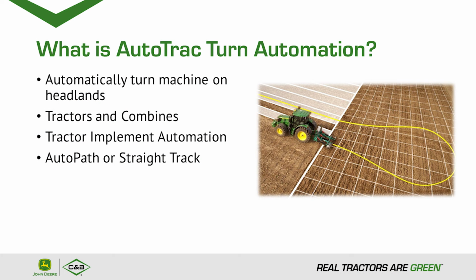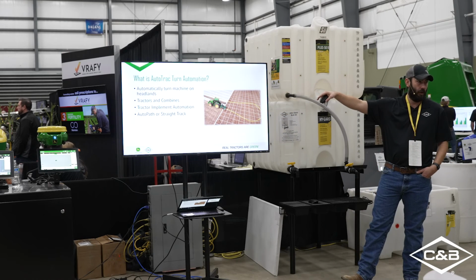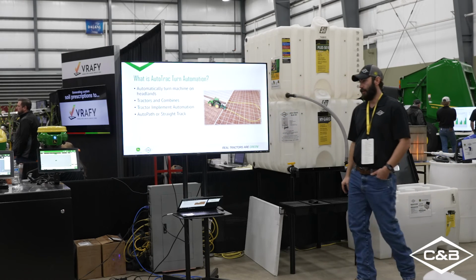Last one I wanted to touch on here quick is just AutoTrac turn automation. Basically with this, automatically turn the machine on the headlands. Today we're capable of doing it in tractors and combines. It's been around in tractors for a while. Combines, last fall it just came out, if anybody got a chance to try that. On the tractor side, you do have to have tractor implement automation on that tractor, which is a free one-time activation that gets put on. And then again, in order to do this, you have to have your Automation 4.0 or your G5 Advanced license.